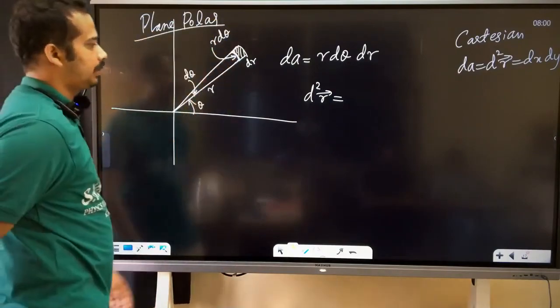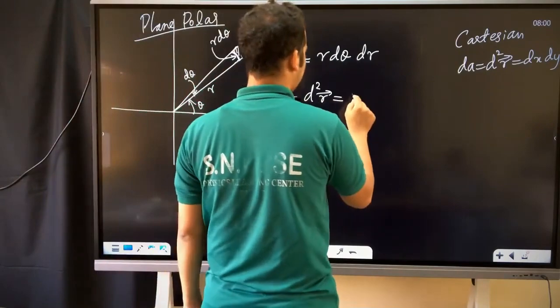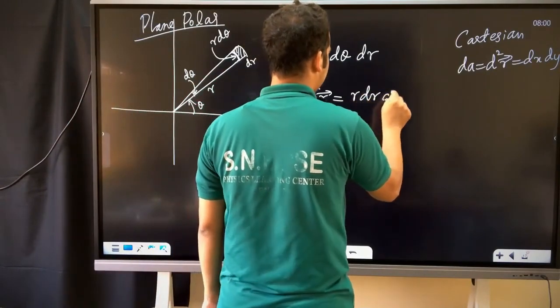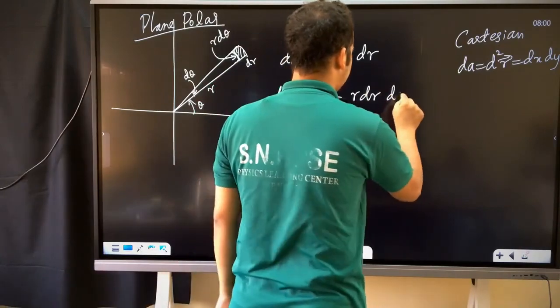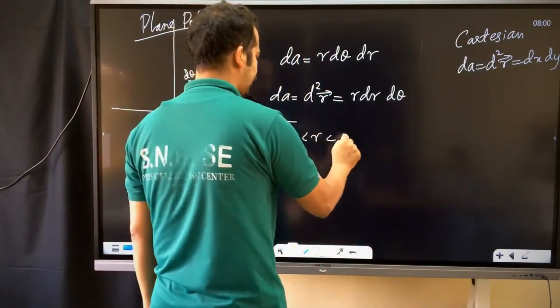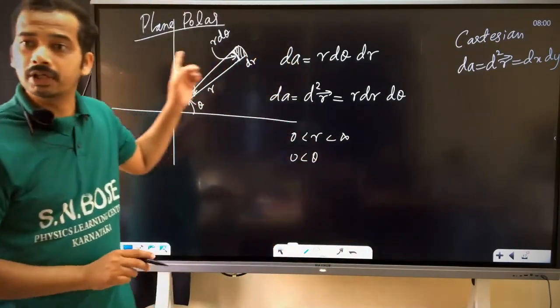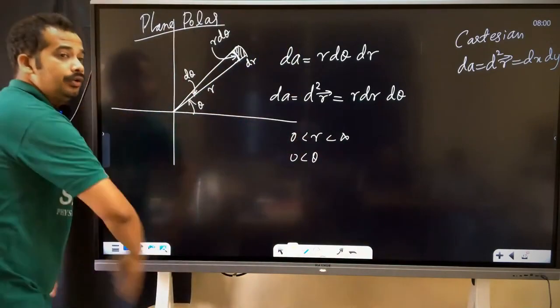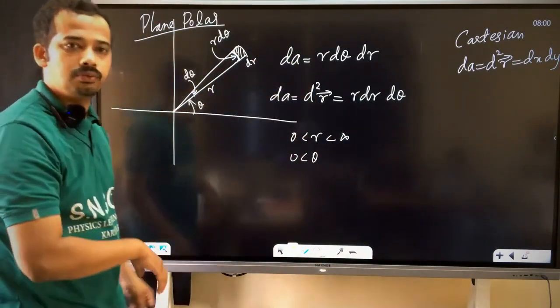In plane polar, this d square r, or dA, is nothing but r dr d theta. This is what you need to know. r ranges from 0 to infinity, and theta ranges from, don't write 0 to pi, it's not spherical polar coordinates. To span the whole region, you have to vary theta from 0 to 2 pi.